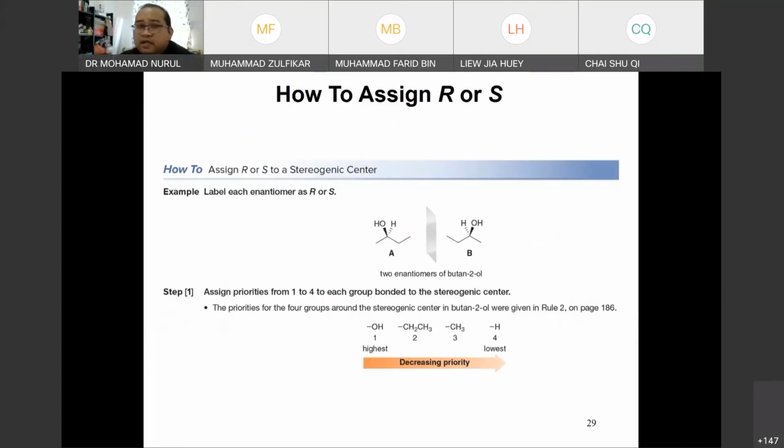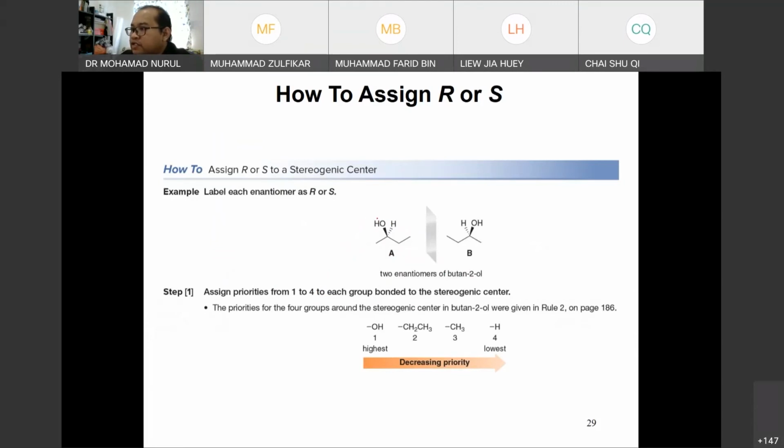Okay, how to assign R and S? Label the enantiomers R and S. For example, take the two enantiomers of 2-butanol. First, the priority numbers of the 4 groups, we have it here.